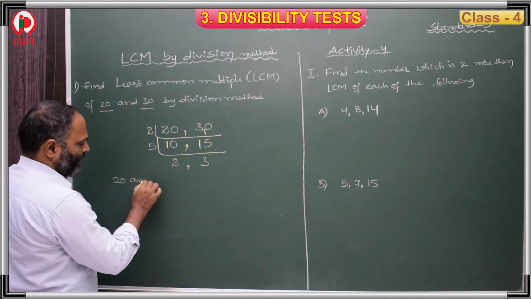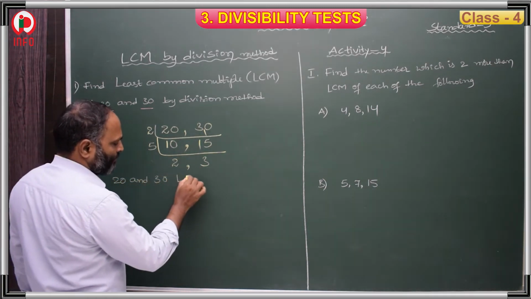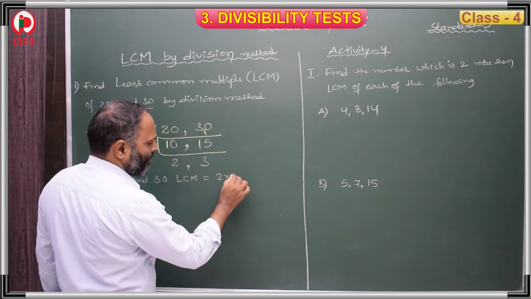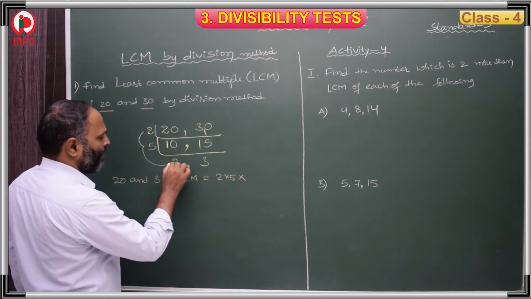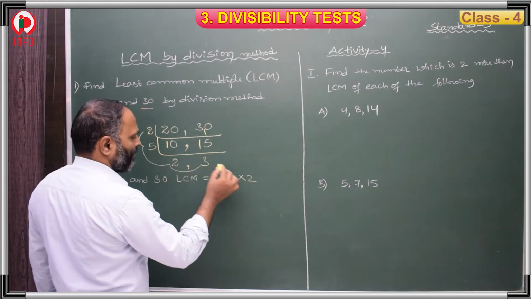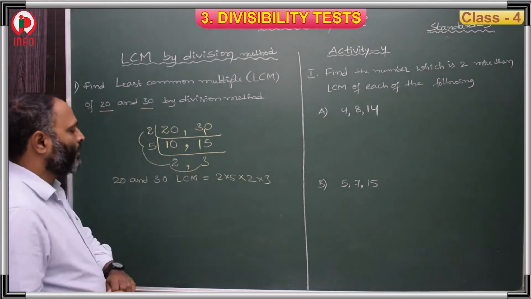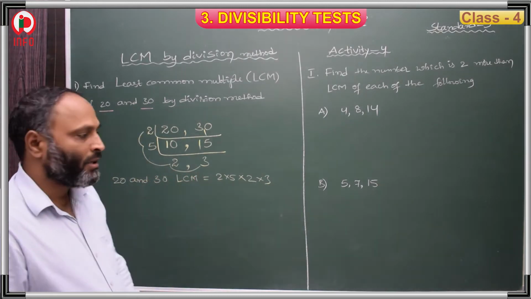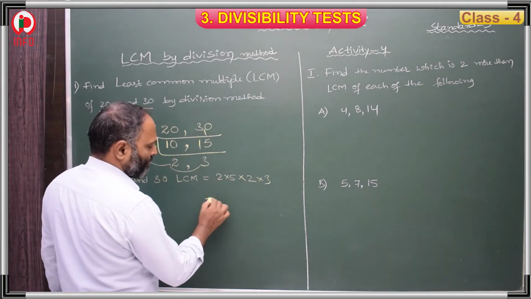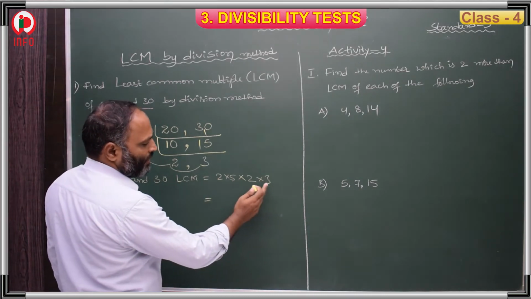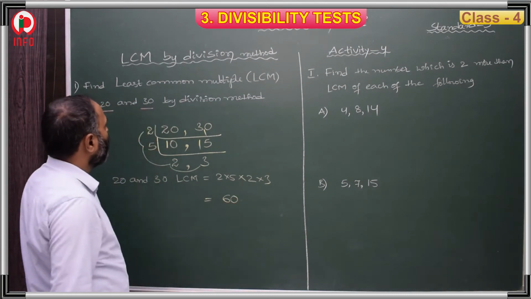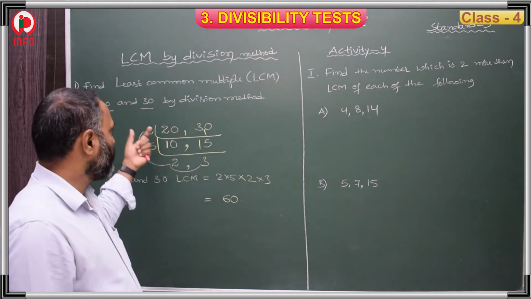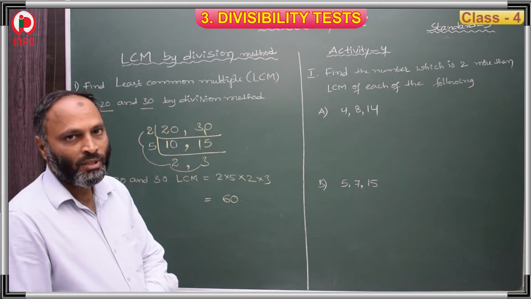The LCM of 20 and 30: 2 into 5 into 2 into 3. We multiply all these numbers. 5 2s are 10, 10 2s are 20, 20 3s are 60. This is the LCM of 20 and 30. So in this way we use the division method. We have to find the LCM like this.